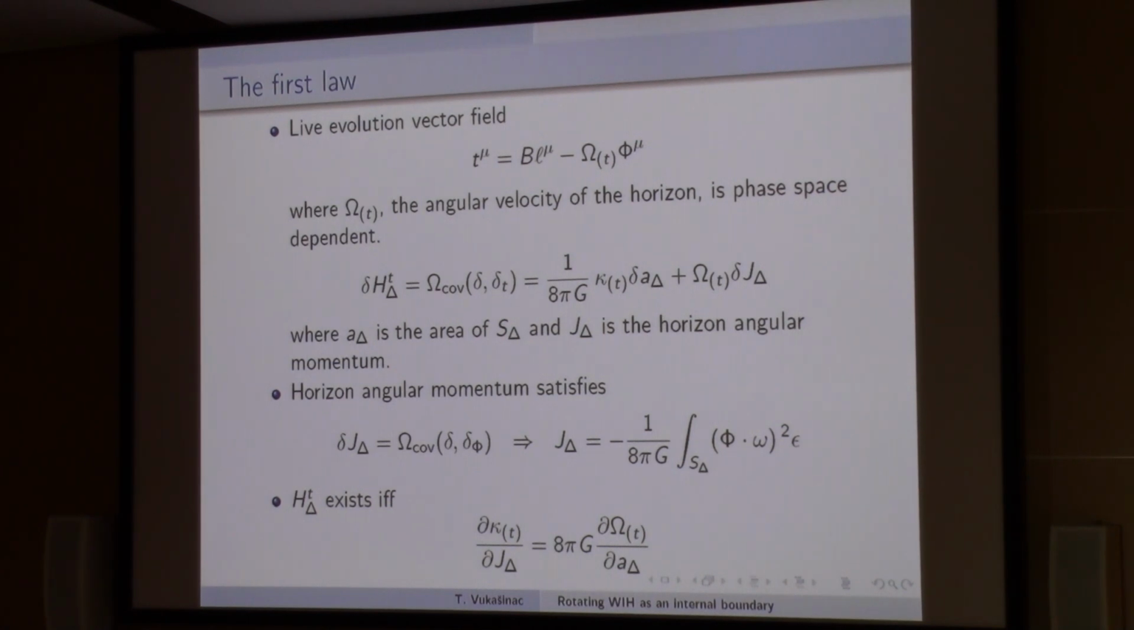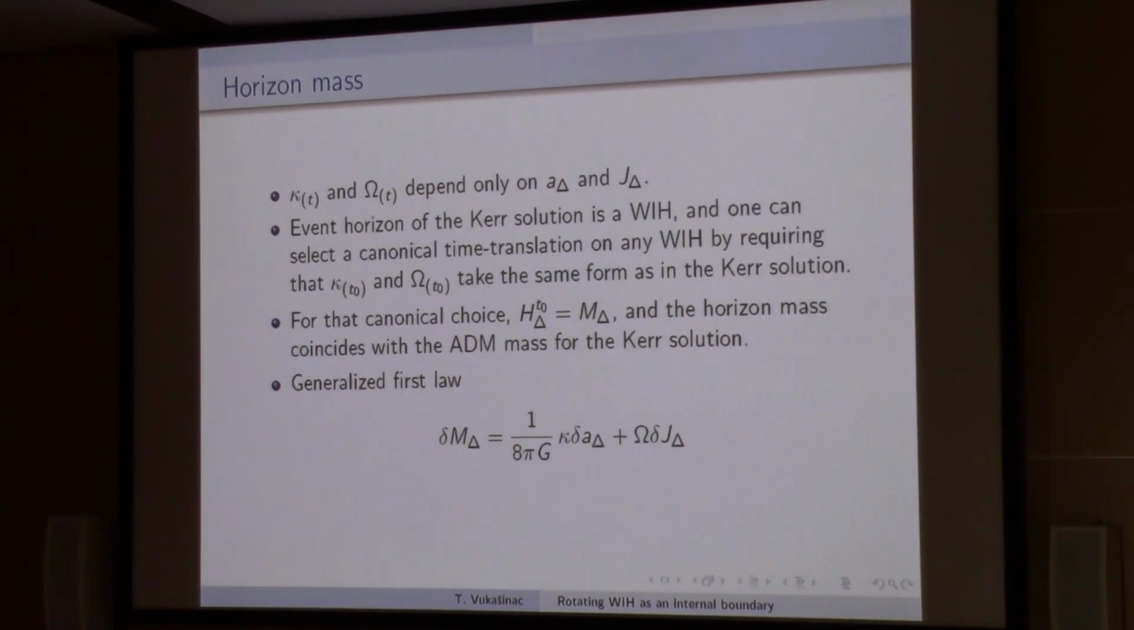Well, the important point is that they prove that kappa, which is the surface gravity, and omega, which is the angular velocity, only depend on the area and angular momentum of a horizon, of a black hole. So a very nice result. And there is a way to define the mass of the horizon, choosing in a special way this evolution vector field so that it coincides with the vector field that one would obtain, for example, in the Kerr metric, which is a stationary symmetry.